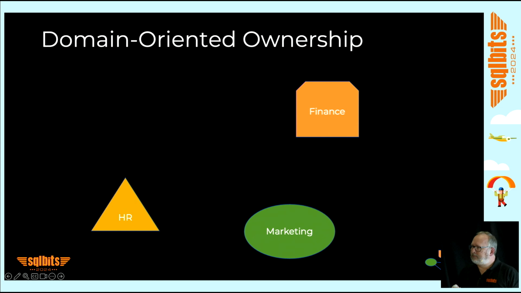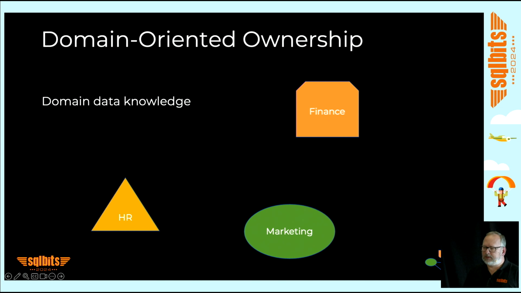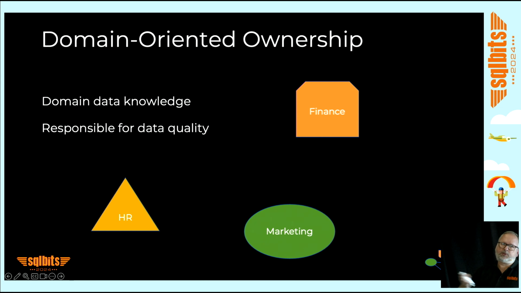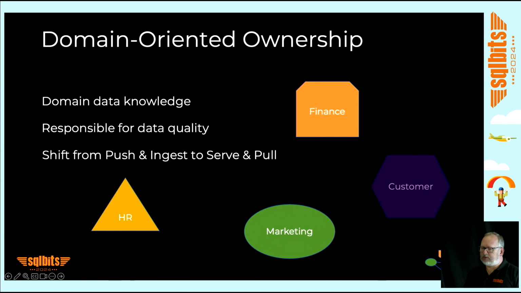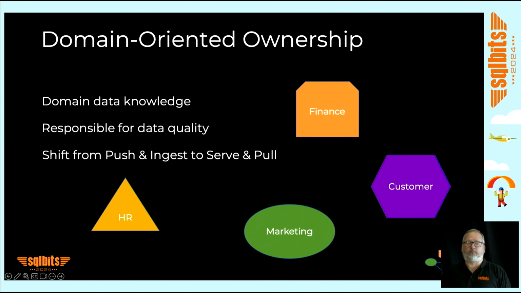So why? Well, they are the ones that know the data, right? They have the domain data knowledge. It's also natural that they should then be responsible for the quality of the data. So we get this shift from push and ingest to serve and pull. Each and every domain serves the data so others can pull it. And it doesn't necessarily only have to be a business domain, because one could set up shared domains where all the other business domains can extract data from and correlate across the organization. An example of a shared domain could be a customer domain.